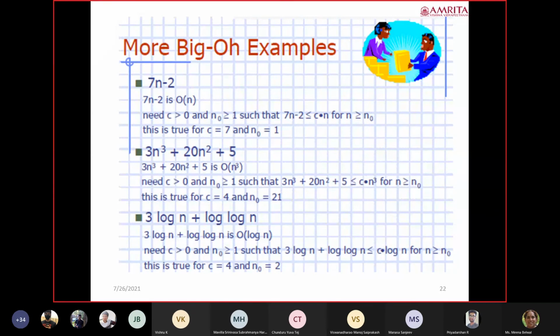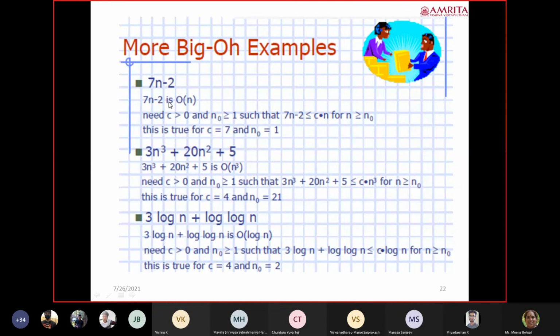Okay, some more big O examples. Quickly, please try to do that in your notebook, students. Because you know the answer. If I ask what is 7n minus 2, all of you know that this is going to be O of n. But how? If you are saying O of n, you also should say what is the value of C and what is the value of n0. That is very, very important.